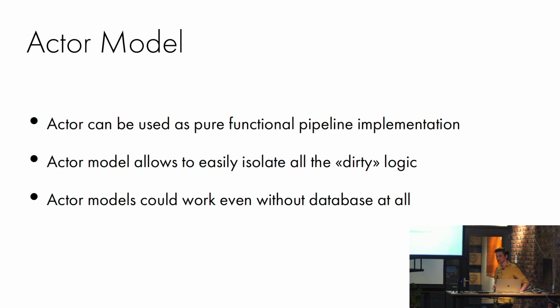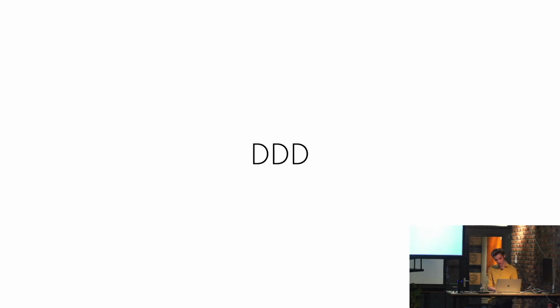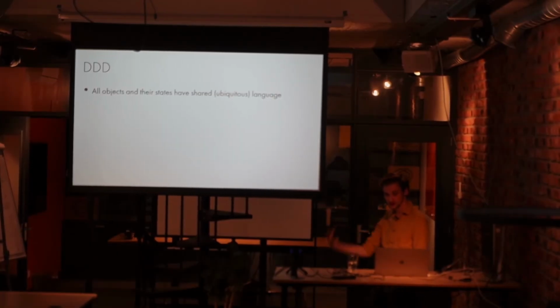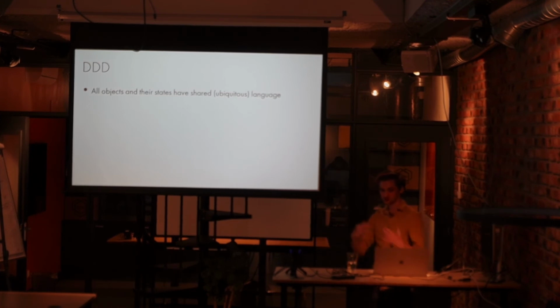The same way as usually functional code works. So functional code usually stores everything in function stack, and actor model is doing it kind of the same way. So it's storing information in memory of exact actor, which is, well, kind of the same way as you have it in stack of your function. So yeah, and it even helps for domain-driven design. And the reason is that in domain-driven design, we usually have objects, which are states, and they share some ubiquitous language.